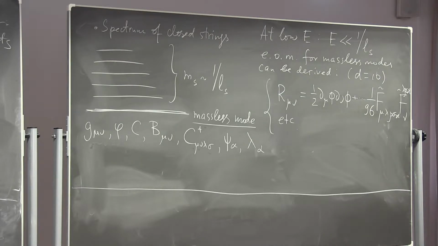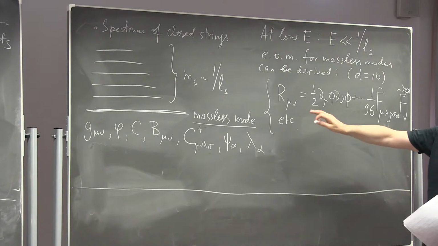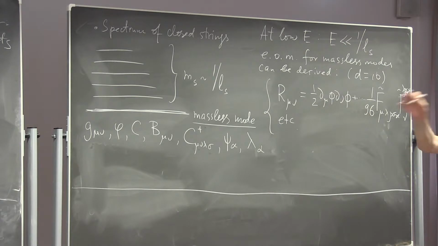Fine. So one other remark is the following. We can now forget for a moment about strings and just say that what we have is a 10-dimensional gravitational theory with Einstein's equations. And on the right-hand side, there are some other fields. Now, this field F is reminiscent of, some generalization of, the Maxwell field.